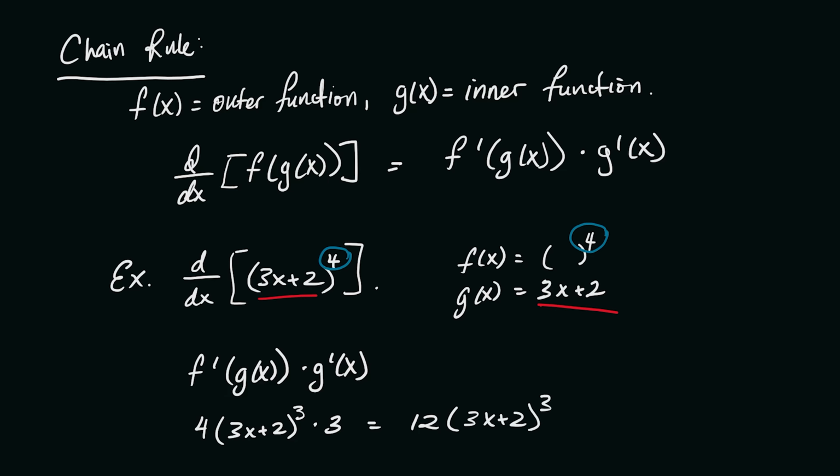Now you see how we took the inner function spot and just replaced it with g of x. So technically we can say that f prime of x is just equal to 4 times something to the 3rd power, because we're using that same power rule here, and of course g prime of x is just equal to 3.